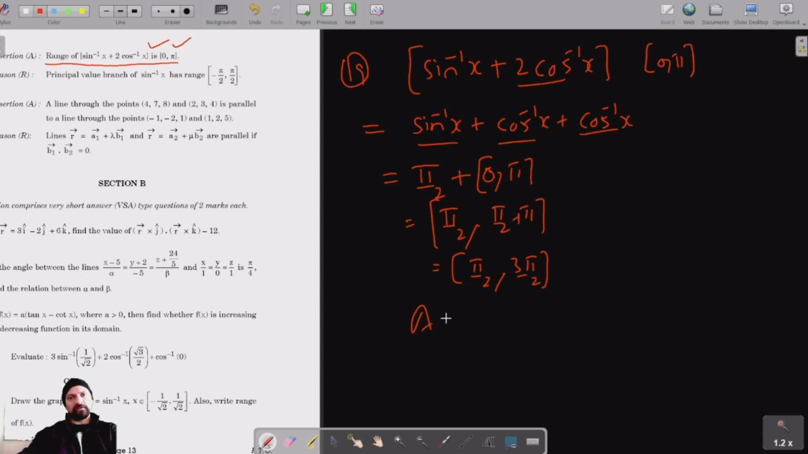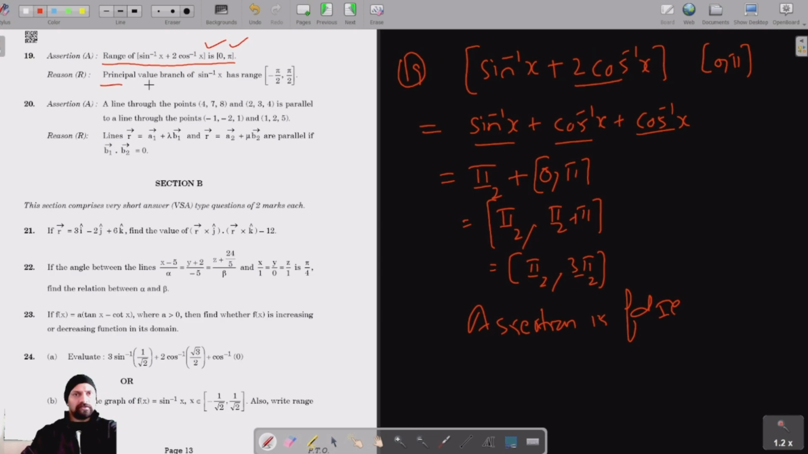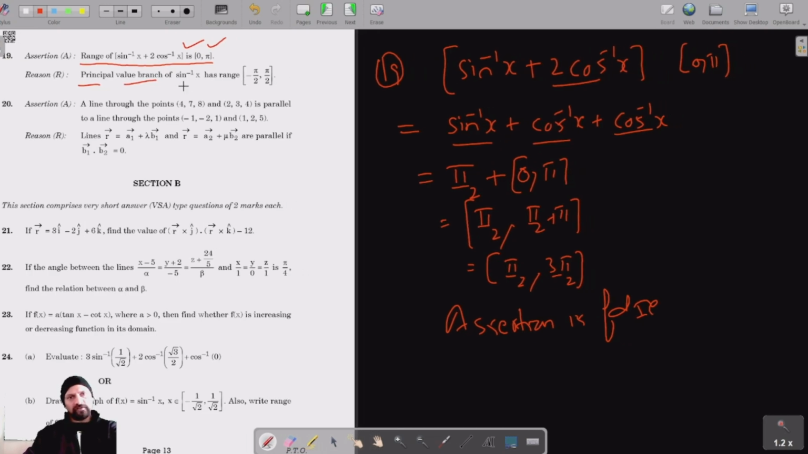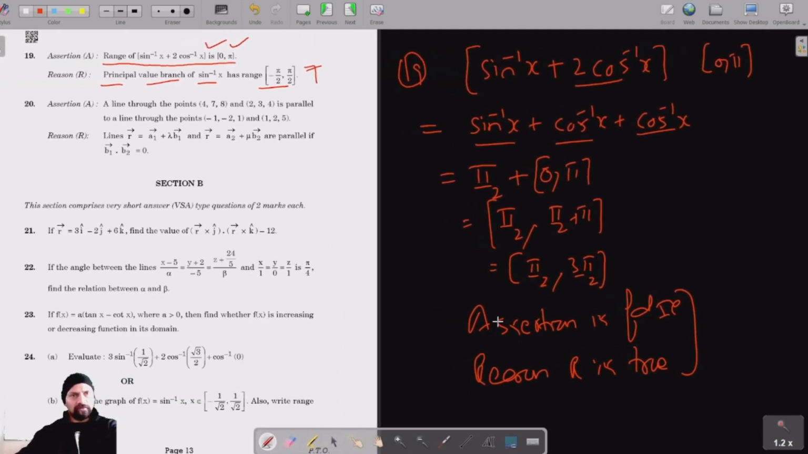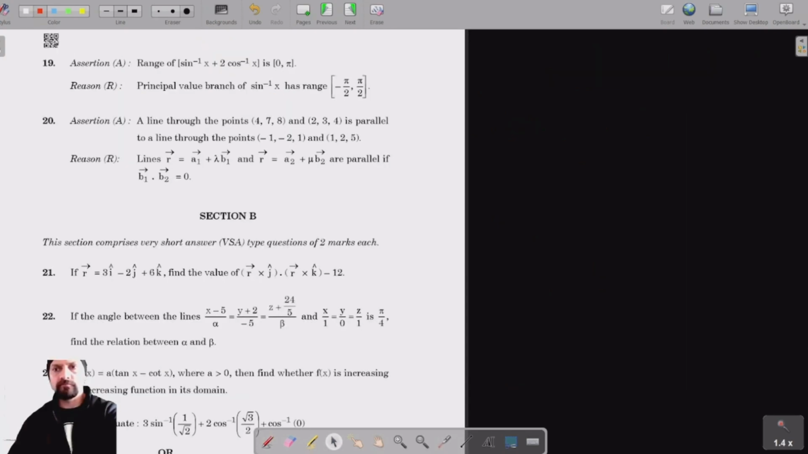So that means the assertion is false. Let's check the reason. The principal value branch of sine inverse x has the stated range, which is true. So the reason R is true and the assertion is false. Let's move on to question number 20.